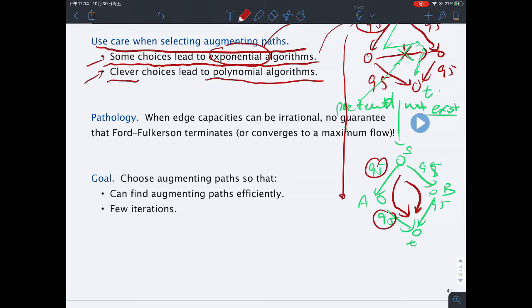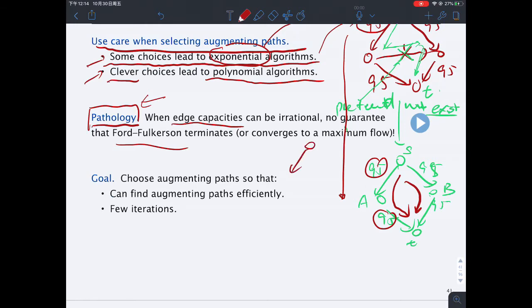So there's one thing we need to pay attention to before we proceed. We are not going to spend excessive effort to tackle these special cases, but you just need to keep that in mind. It's really just that when the edge capacities can be irrational, there's no guarantee that the Ford-Fulkerson algorithm terminates or converges to a maximum flow, right?